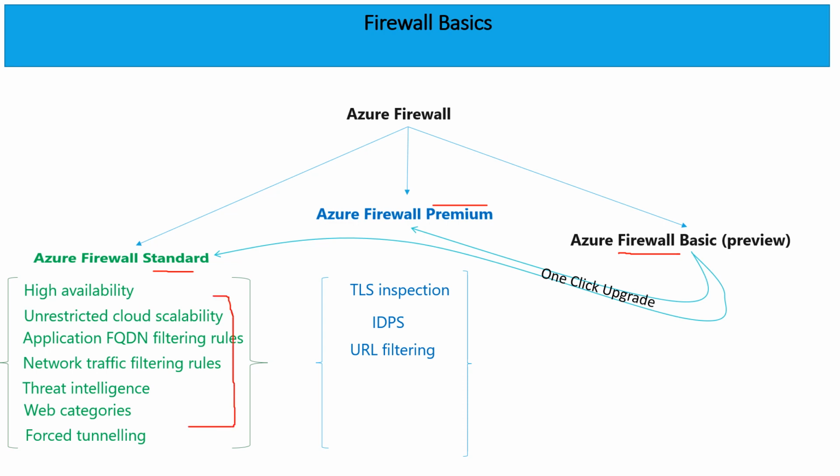So you can go for high availability, unrestricted cloud scalability, threat intelligence, web categorization, forced tunneling, etc. And you can further upgrade it to Premium, which gives you more functionality like TLS inspection, IDPS, and URL filtering. On top of that, upgrading the firewall from a lower SKU to a higher SKU is a one-click upgrade. So you can upgrade from Firewall Basic to Premium, or you can directly go for Standard. And if you're running on Standard, you can go for Premium as well.